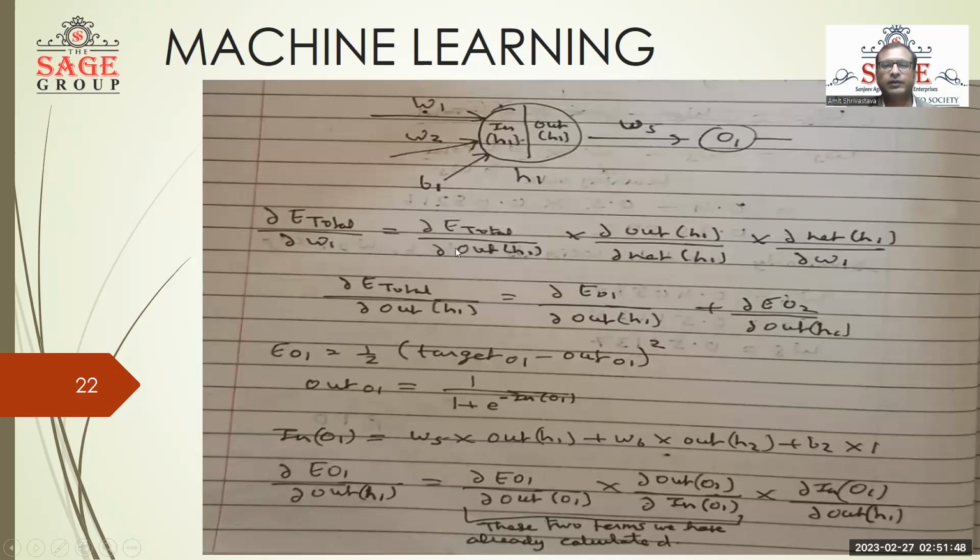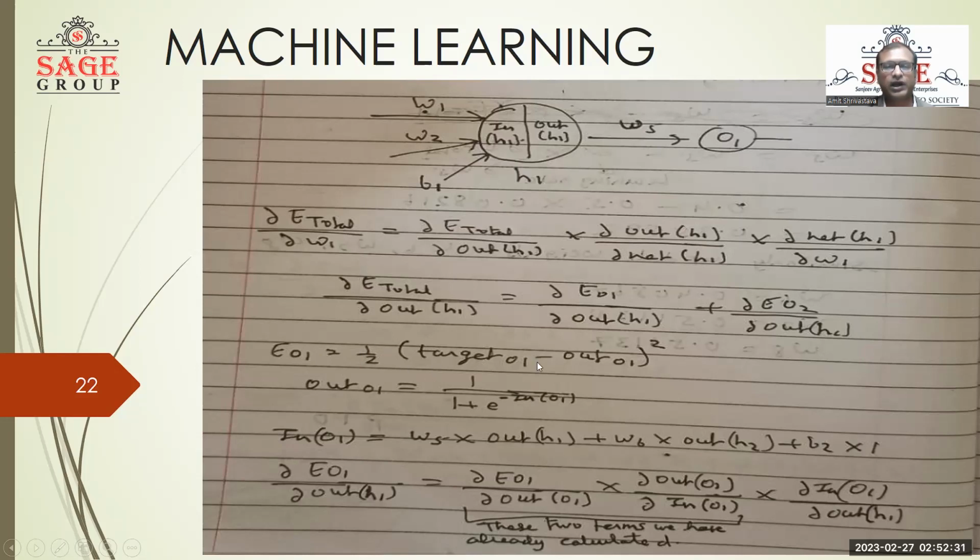So ∂E_total/∂W1 is ∂E_total/∂out_H1 into ∂out_H1/∂in_H1 plus ∂in_H1/∂W1. Now let us see this term ∂E_total/∂out_H1. It is again not directly related, because out_H1 multiplied by W5 will be giving me the in_O1, and the out_O1 is directly related to this total error. So what I can do is ∂E_total/∂out_H1 is ∂E_O1/∂out_H1 plus ∂E_O2/∂out_H1.